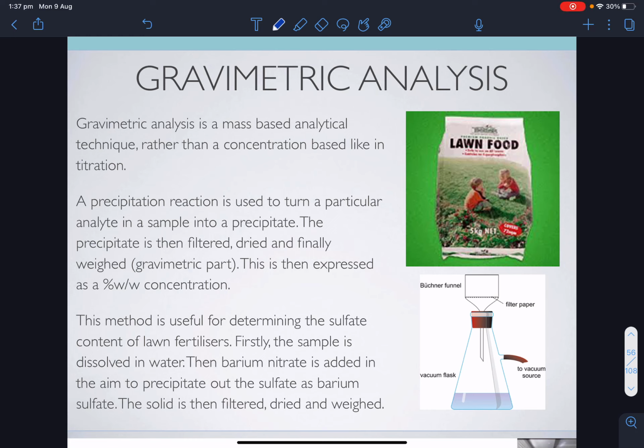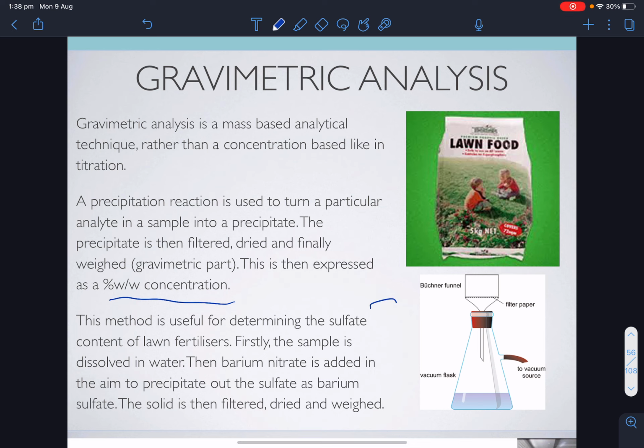Okay guys, we're going to talk about the second chemometric way to analyze something. Gravimetric analysis. It's a fancy word for let's precipitate it out and weigh it. So we choose a precipitation reaction and then turn that particular analyte into a solid precipitate. And then we filter it and then we dry it and we finally weigh it, okay? And then we do the calculations to express it in a percentage weight for weight concentration.